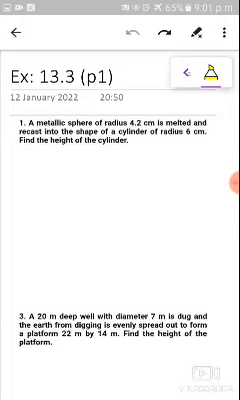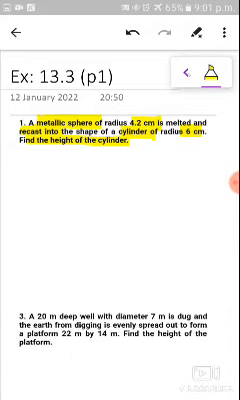As you can see in the first question, it is written that a metallic sphere of radius 4.2 centimeter is melted and recast into the shape of a cylinder of radius 6 centimeter, and we need to find the height of the cylinder. As the metallic sphere is recasted into a cylinder, their volumes will be the same. Shape is changing but the volume will be the same, right?